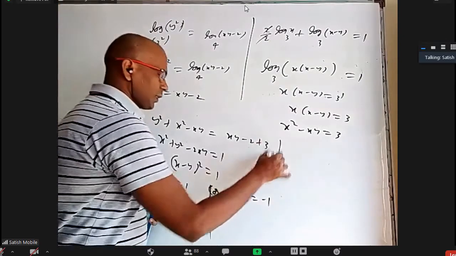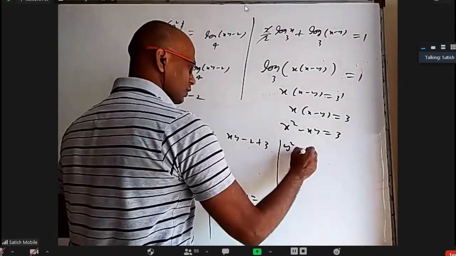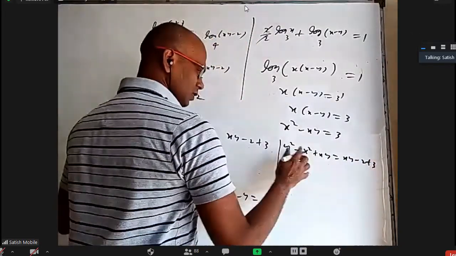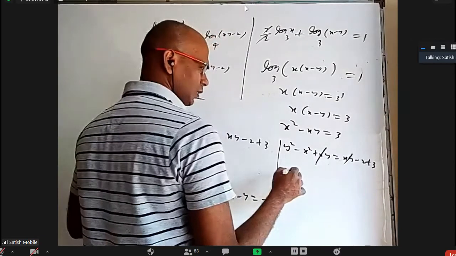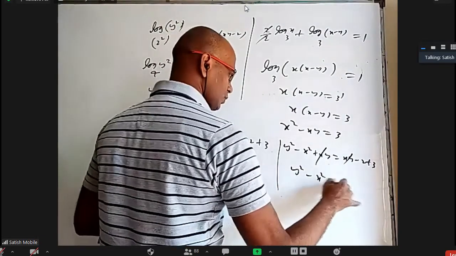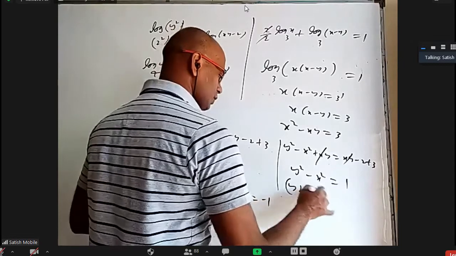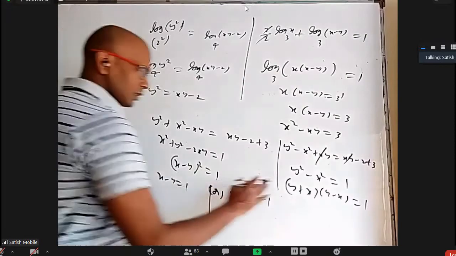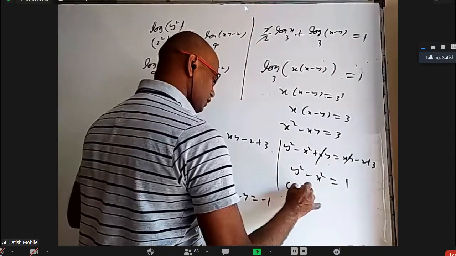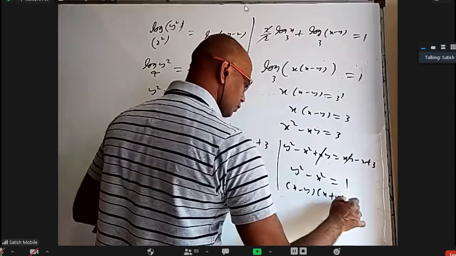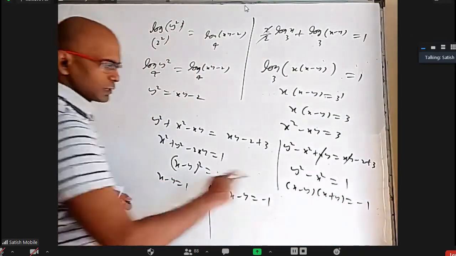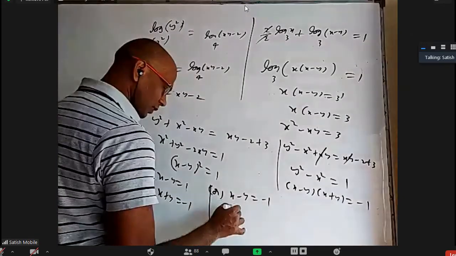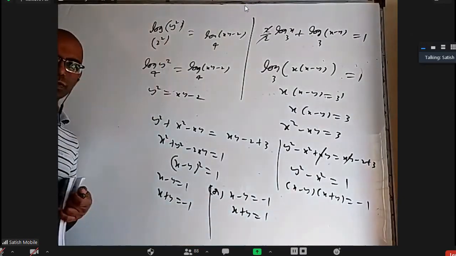Somebody is saying they subtracted, let us say. They'll get y square minus x square plus xy equal to xy minus 2 plus 3. This xy will cancel and we'll get y square minus x square equal to 1, which is y plus x into y minus x equal to 1. But I know about x minus y, so let us multiply with minus and then write x minus y into x plus y equal to minus 1. So if x minus y is plus 1, x plus y will be minus 1. Or if x minus y is minus 1, x plus y is plus 1.